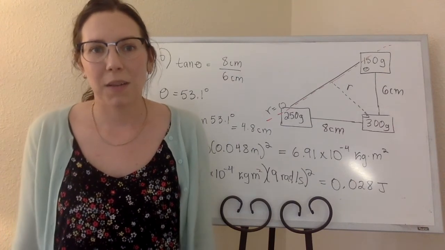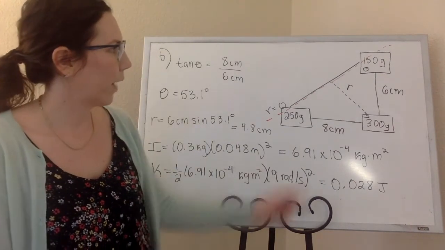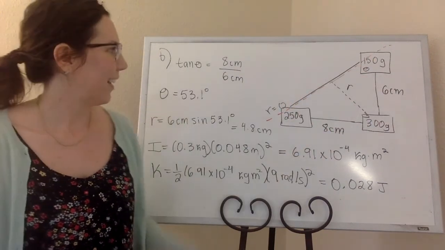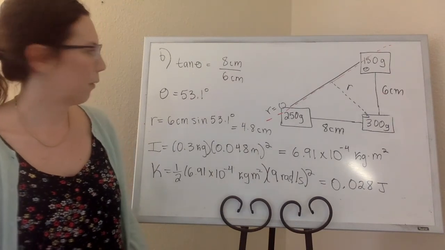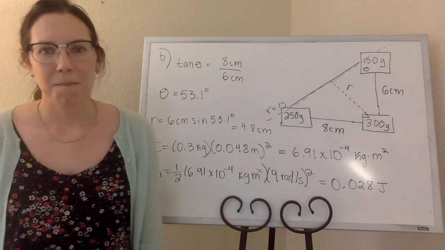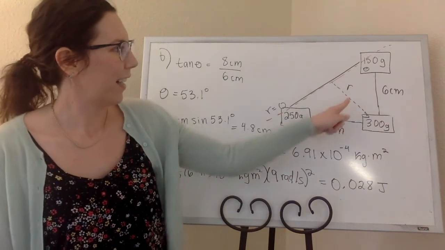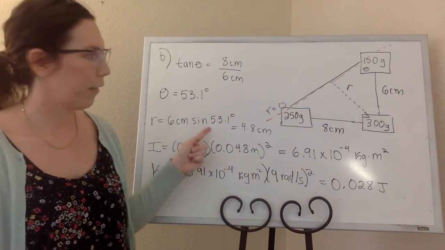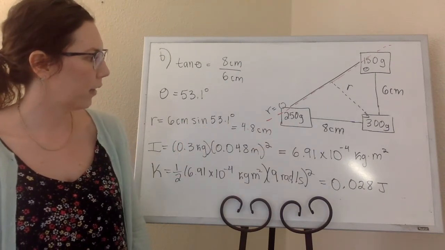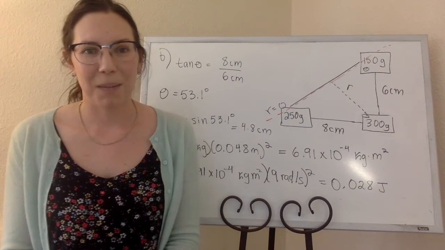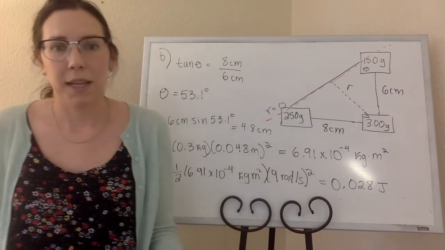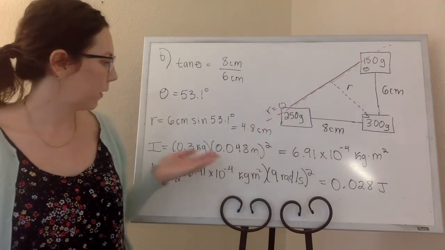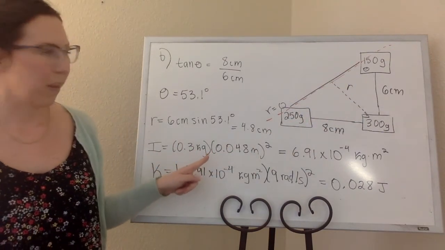There's more than one way to do this, but I'll use the large triangle and find theta here. So theta of this right angle triangle: tan theta is 8 over 6 centimeters, which gives 53.1 degrees. And then we can use that angle here, the r and this 6, and do r equals 6 centimeters times sine 53.1. Of course, you could have done the other triangle, but this gives 4.8 centimeters. And with that, the other two objects don't contribute to the moment of inertia here because they are at 0, so we just have m r squared for the 300 gram mass.